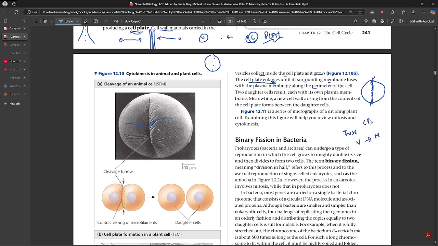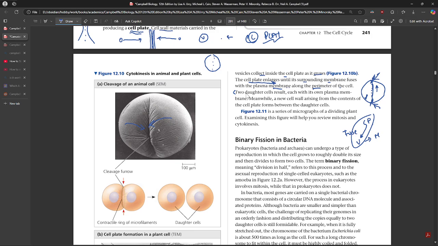Now, the cell plate is the vesicles. Don't mistake that. They are one and the same thing. We use the term fusing because this is truly the only two places where these two things interact: the cell plate and the cell membrane. So now, when the cell plate enlarges enough to actually interact with the cell membrane, it fuses along the perimeter.